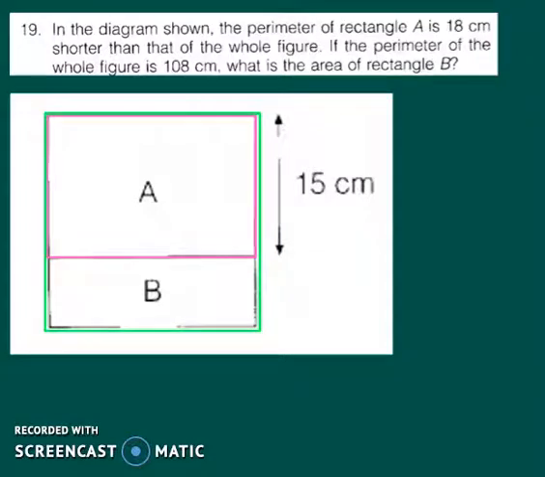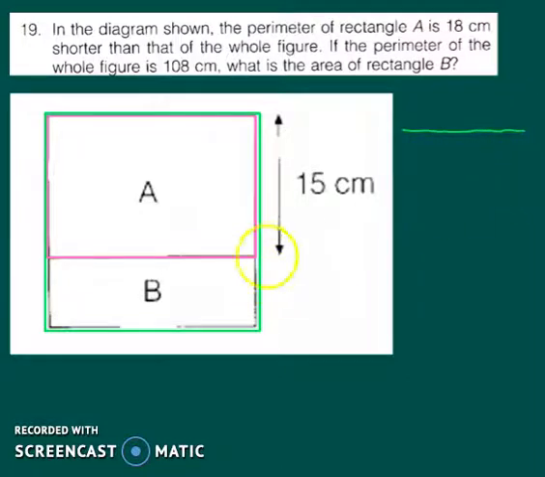Okay, this question has quite a few steps, so let's take it one step at a time and start at the beginning. In the diagram shown, the perimeter of rectangle A is 18 centimeters shorter than that of the whole figure. First of all, I want us to think about perimeter as a sort of string that's going around the edge of the entire shape.